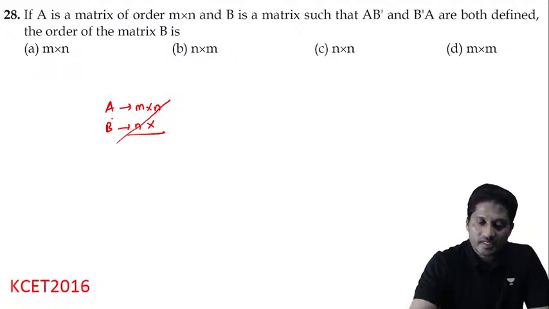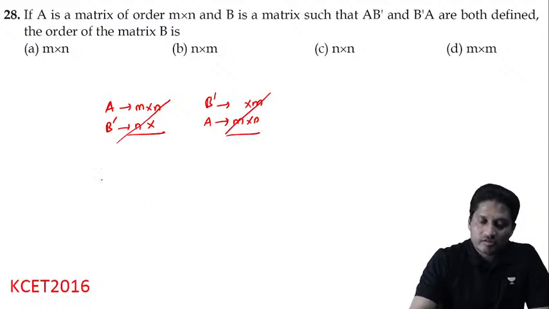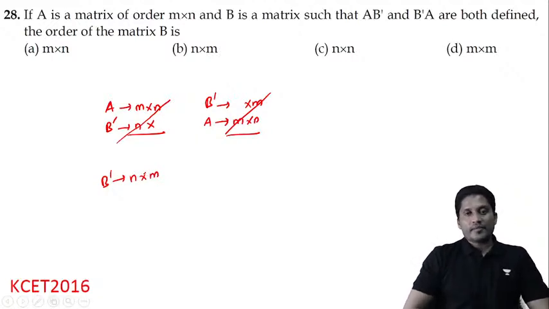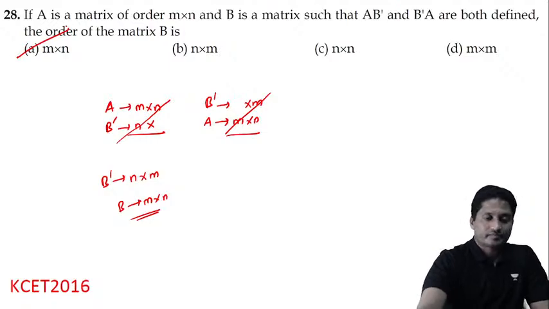Or let me take this as B dash. Let's say B dash exists. Here also the same: B dash and A are both defined. A is a matrix of order m by n. B dash order I don't know. This is m, and this should also be m. So this means that B dash is a matrix of order n by m, having n rows and m columns. Now B is a matrix of order m by n, that is m rows and n columns. M by n. Answer is option A.